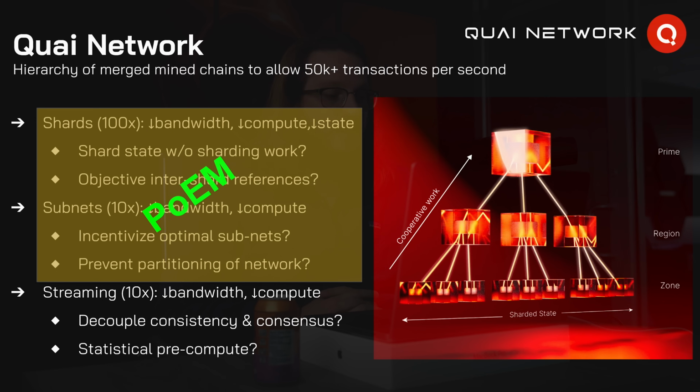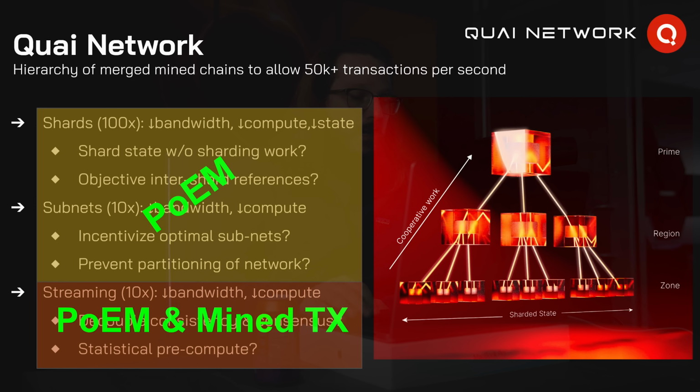It's also the mechanism that allows miners to be incentivized to optimize themselves into subnets, and it's also the mechanism by how we prevent network partitioning. And then in terms of streaming, there's two pieces that we need to do that. One of them is POEM, and then the second is what we call mine transactions.